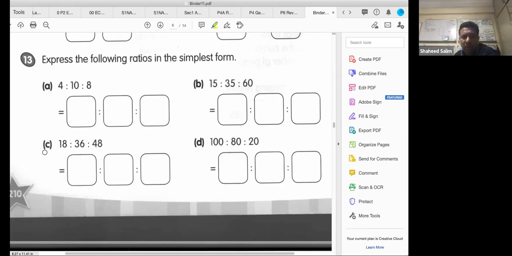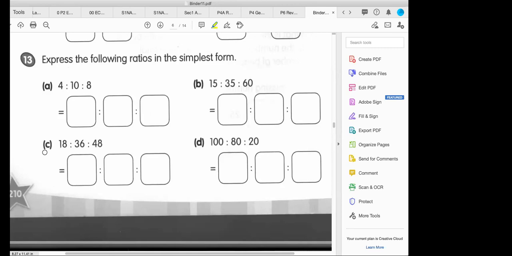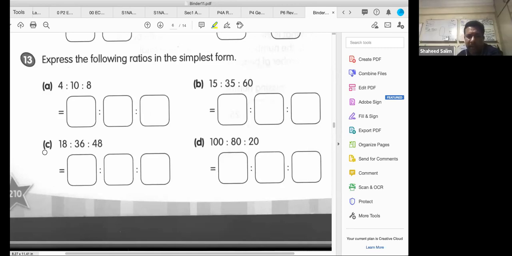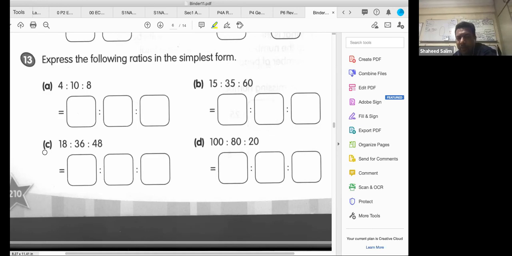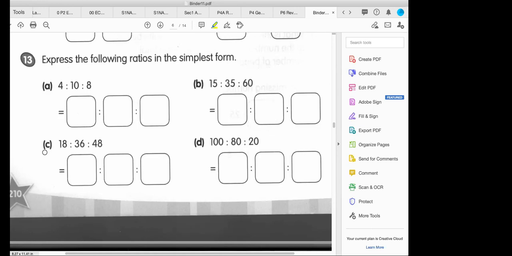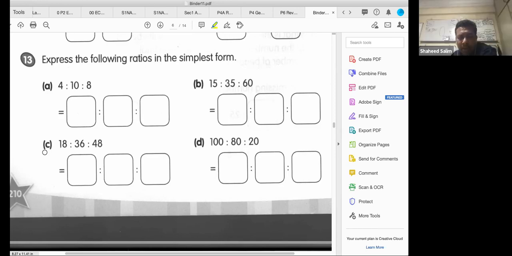Putri, is that for C? Yes, correct. Did I get it correct? Yes, you get it correct this time. Congratulations. Yes, Miss Shafia. Can I go take eraser? Go. You don't need to tell me. Okay, well done, Putra.